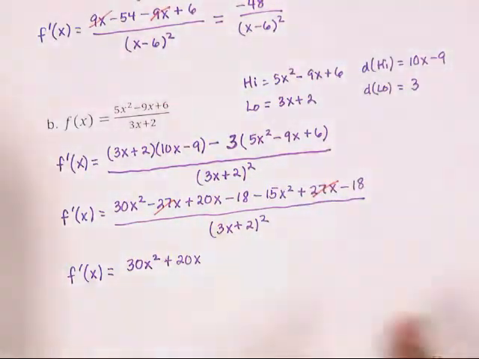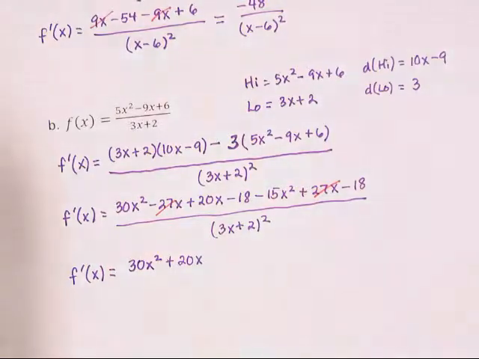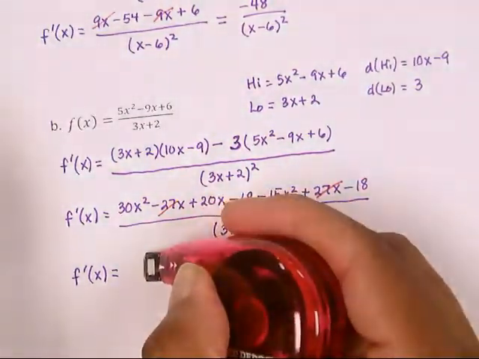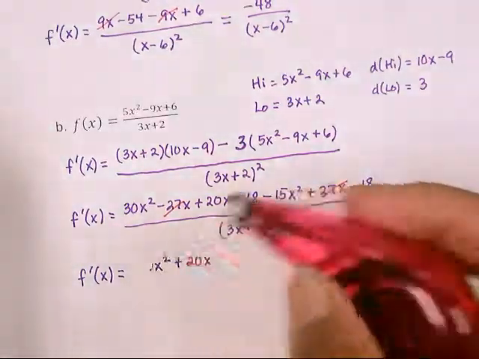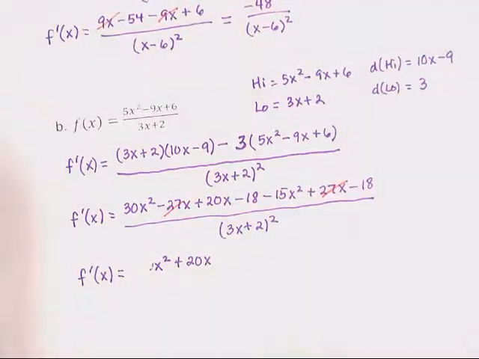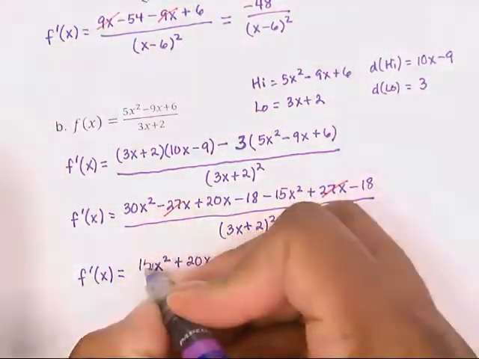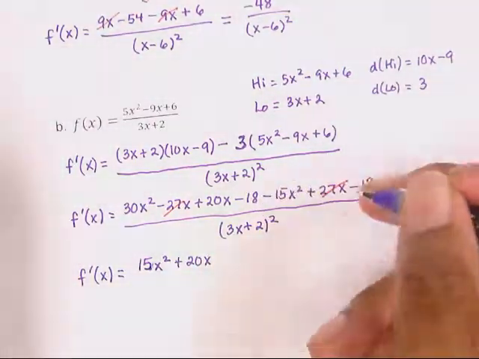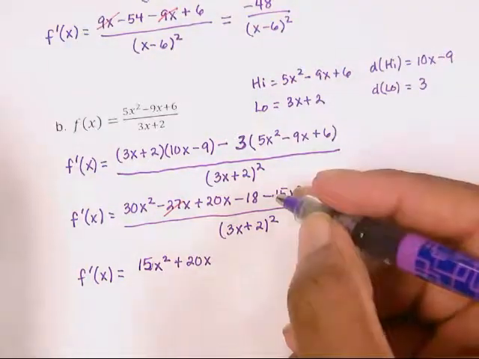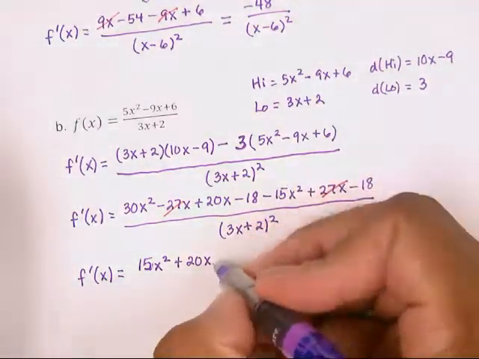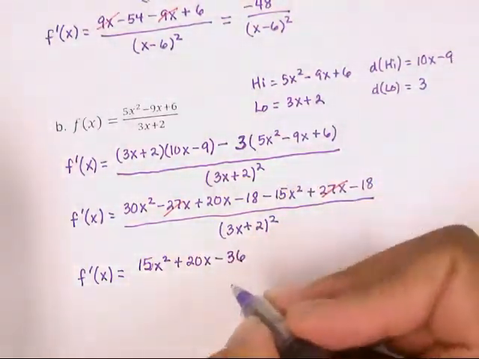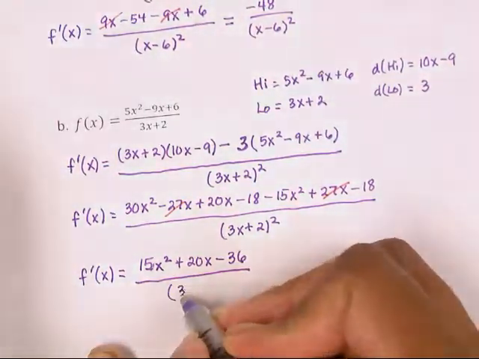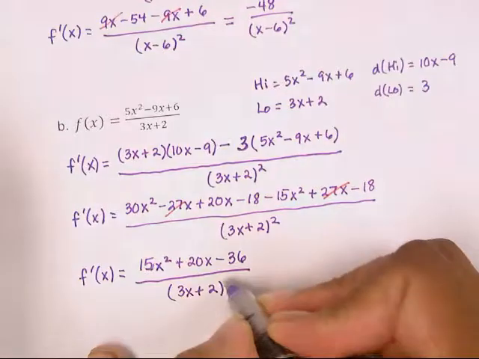Wait, no, I'm missing something here. 30x squared and a minus 15x, I can combine that. That's going to give me 15x squared, so I need to wipe that out and say that's 15x squared. And then the plus 20x, I can't combine anything with that. Minus 18 and a minus 18, that's a minus 36. And all of that will be over 3x plus 2 quantity squared.